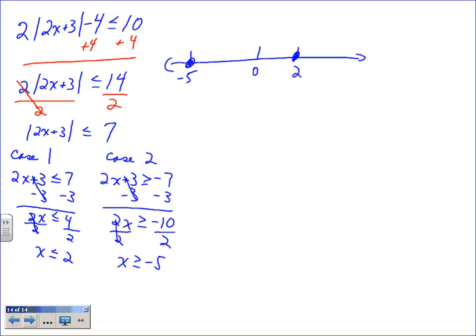And if you look at that, Sid, the first one says x is less than or equal to 2. And the other one says greater than or equal to negative 5. So greater than negative 5, but less than 2. So that's an and statement. And we write it this way: negative 5 less than or equal to x less than or equal to 2. And this is an and statement.